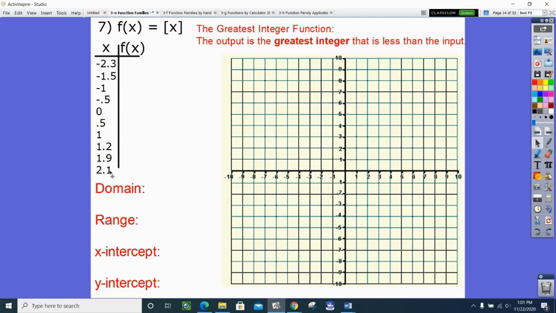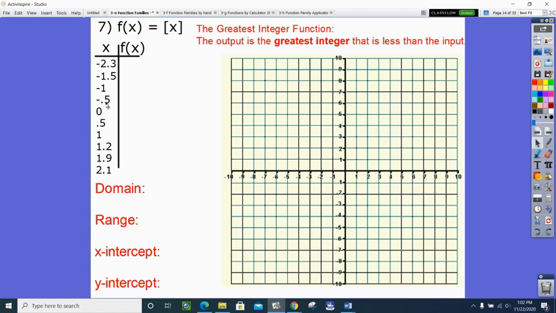So 2.1, the integer that is just less than that would be 2. For 1.9, it would be 1. For 1.2, it would be 1. And for 1, it would be 1. For 0.5, it would be 0. And for 0, it would be 0.